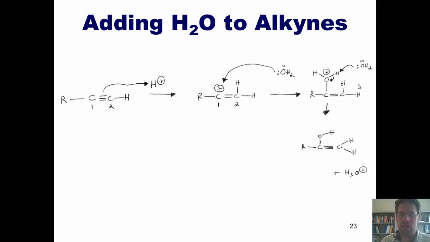giving us this product, along with hydronium to catalyze the next cycle. Now I want to point out something very, very important. This type of product right here is called an enol. The reason is because it has an alcohol and an alkene together in one molecule. We take the word alkene and the word alcohol and squish them together into one word.